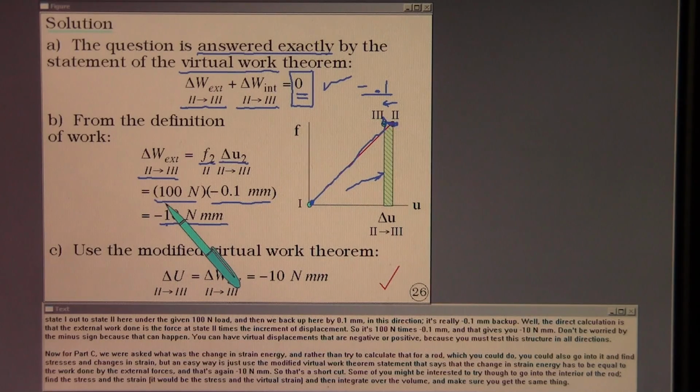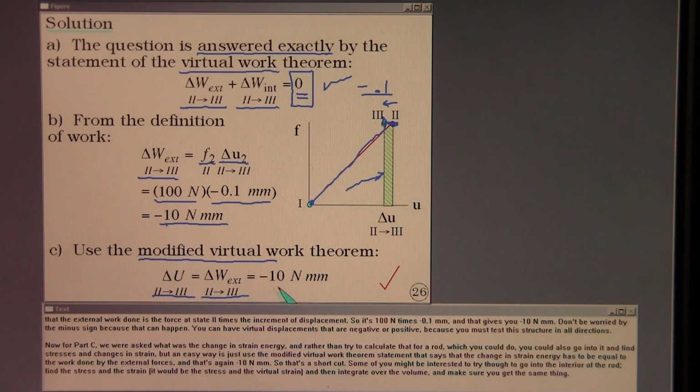Now for part C, we were asked what was the change in strain energy, and rather than try to calculate that for a rod, which you could do, you could also go into it and find stresses and changes in strain, but an easy way is just to use the modified virtual work theorem statement that says that the change in strain energy has to be equal to the work done by the external forces, and that's again minus 10 Newton millimeters. So that's a shortcut. Some of you might be interested to try, though, to go into the interior of the rod, find the stress and the virtual strain, and then integrate over the volume and make sure you get the same thing.